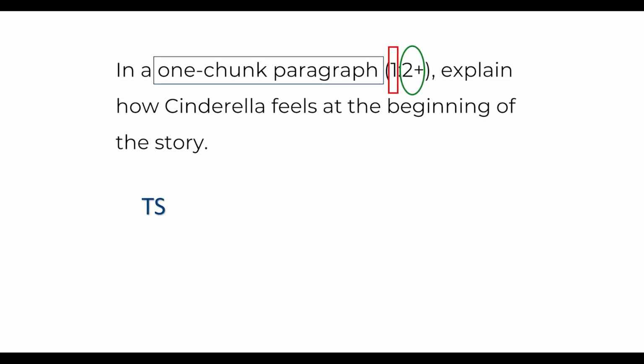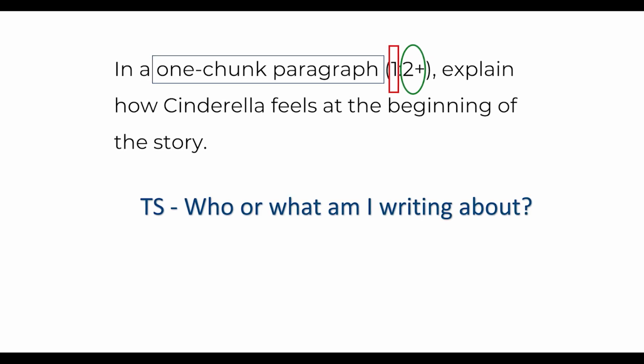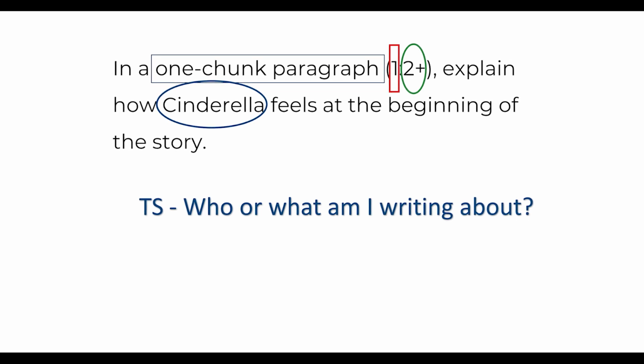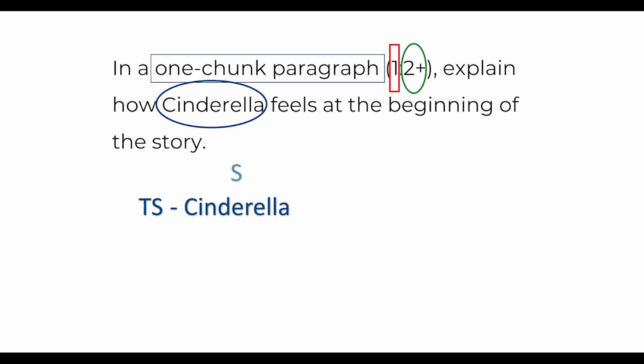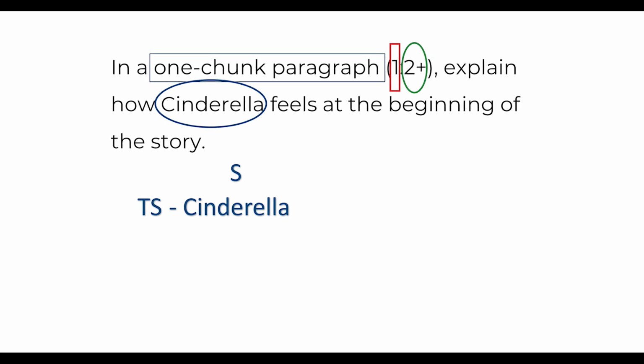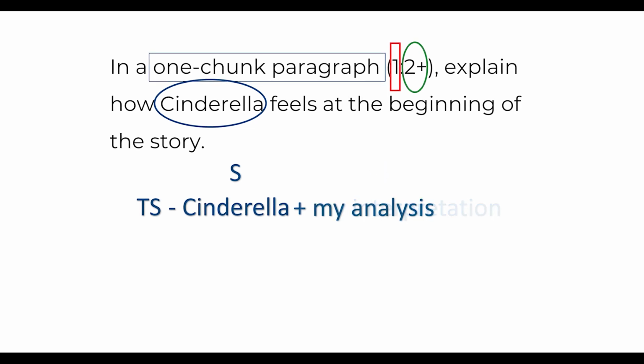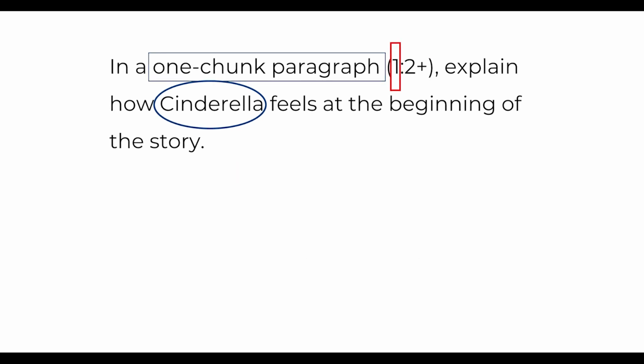For the topic sentence, the TS, we teach the students to ask the question, who or what am I writing about? We're writing about Cinderella, so we circle Cinderella in the prompt and write Cinderella next to the TS. This is the subject or topic of the paragraph, and that's why we call the first sentence of a paragraph a topic sentence. What follows in literary analysis is the writer's opinion, also known as interpretation or analysis, that answers the prompt. For literary analysis, the ratio is 1 to 2 plus whether or not the ratio is actually in the prompt.